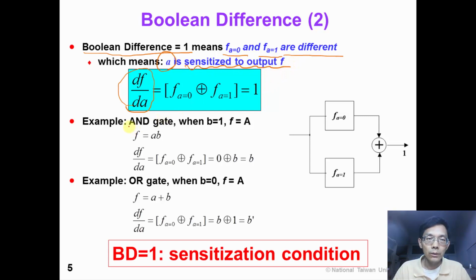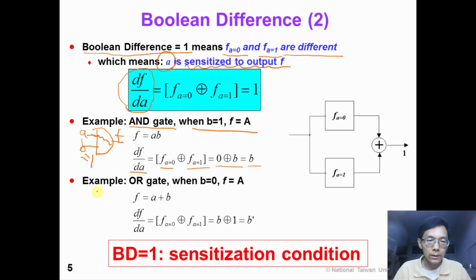For example, for a 2-input AND gate, where f is equal to ab, if we take the Boolean difference df over da, we will get the positive cofactor, which is b, and the negative cofactor, which is 0. So the answer is b. When the side input b is equal to 1, a is sensitized to the output.